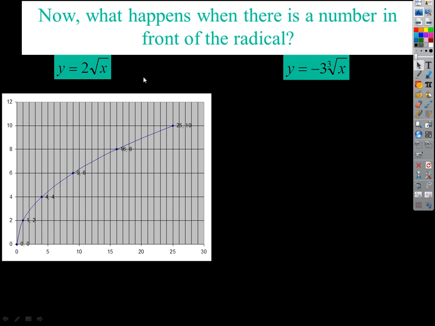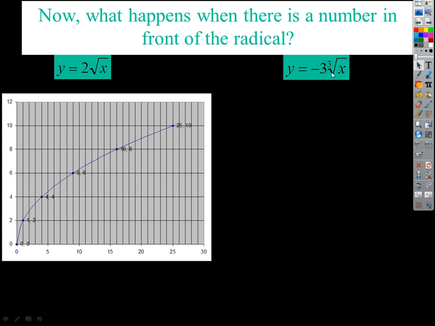Okay, now when I put in an x value of 1, I'm getting back a y value of 2, because I've multiplied it by 2. What about when I put an x value of 4 in? Instead of getting 2, now I'm getting 4, right? So it's stretching it out vertically by a factor of 2, okay?